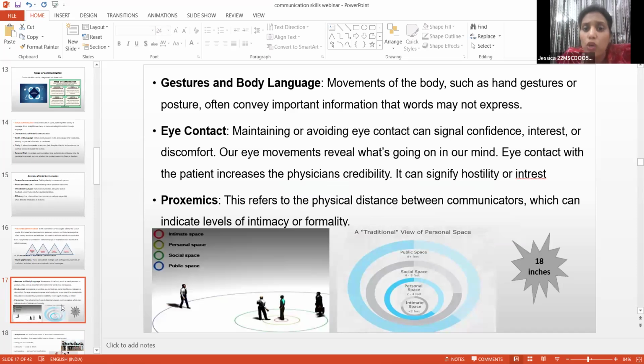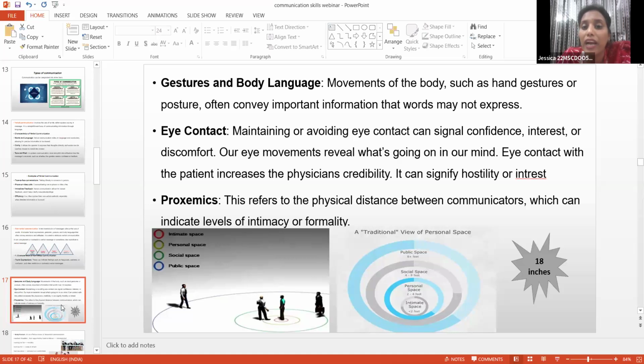Gestures and body language. Movements of the body, such as hand gestures or posture, often convey important information that words may not express. For example, if I'm just folding my hands and sitting, it would show that I am not interested. If I'm just leaning back and sitting, it means that I am hostile. So these body languages convey more than our words can express. The next very important thing is eye contact.